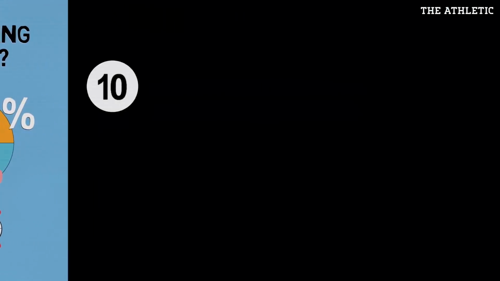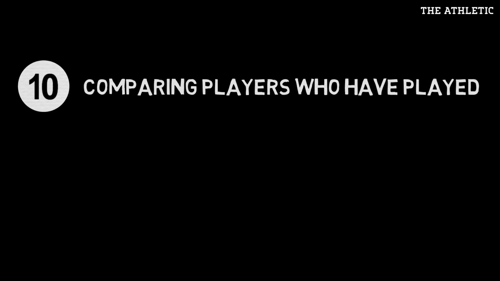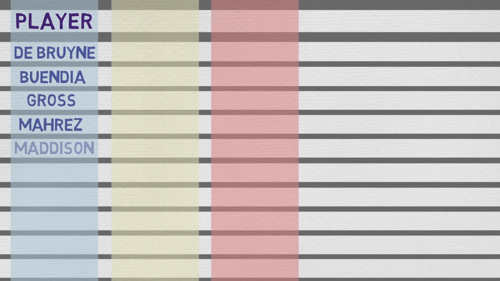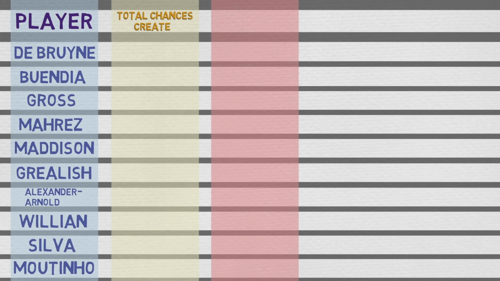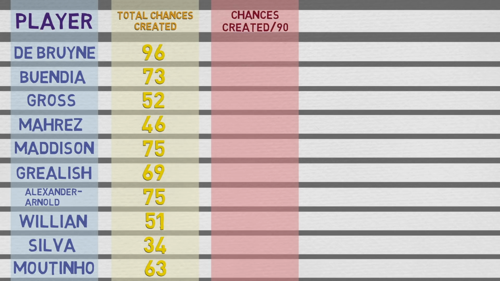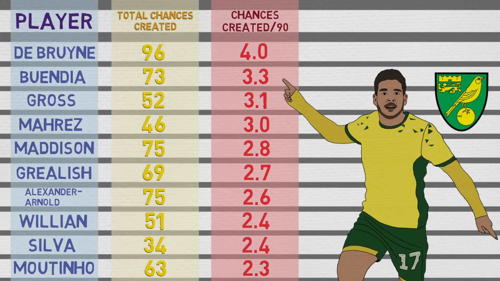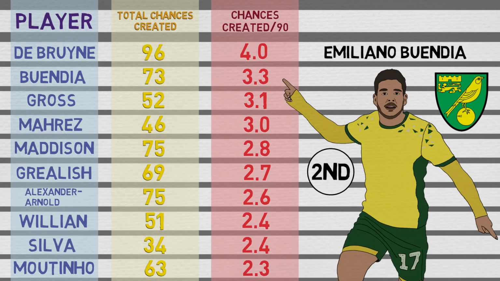And 10. Comparing players who've played different numbers of minutes. Players who play more minutes have more chances to do things on the field that are counted. By not putting all players on a level playing field in terms of minutes played, it means that those who have played less will nearly always look worse. As an example, by adjusting for minutes played, Norwich City's Emiliano Buendia is actually the second best chance creator in the league on a per 90 basis, 3.3 per 90.